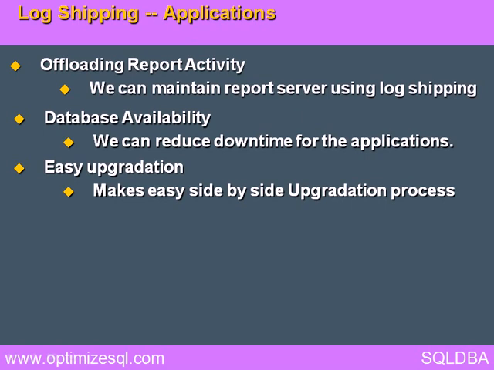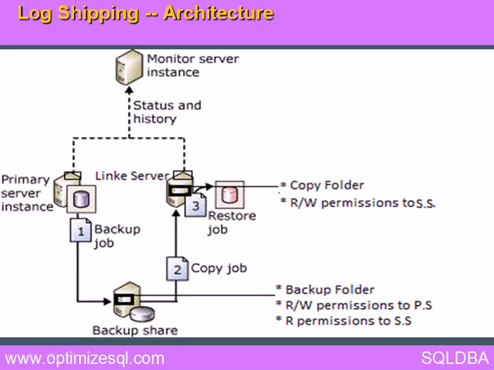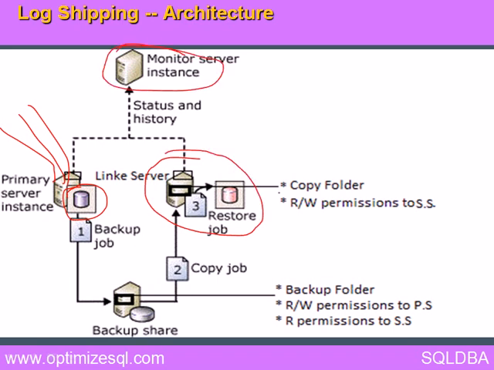Log shipping, then how it is working, the architecture. Already we have seen, let's say this is our production server, the first server, the primary server, where the database is online and where the users are connected. This is my secondary server. This is the monitor server, which is optional. And one backup server also we are maintaining.